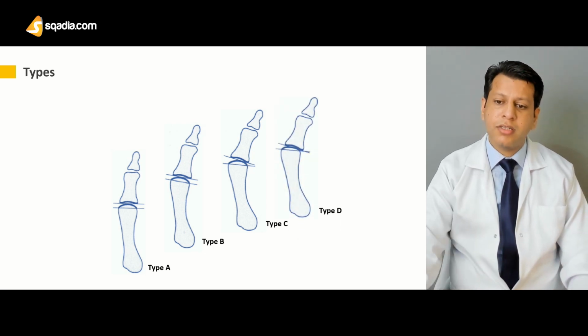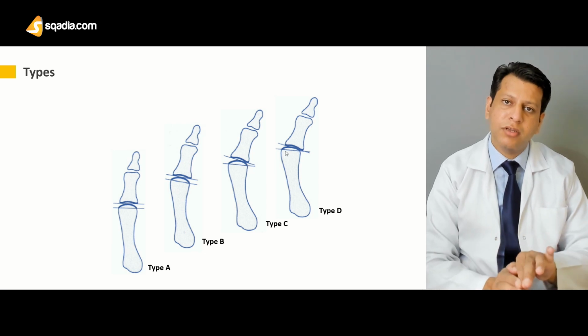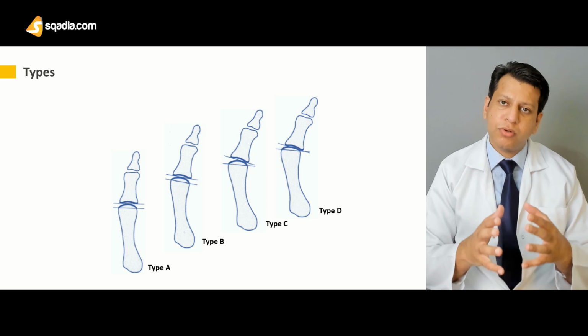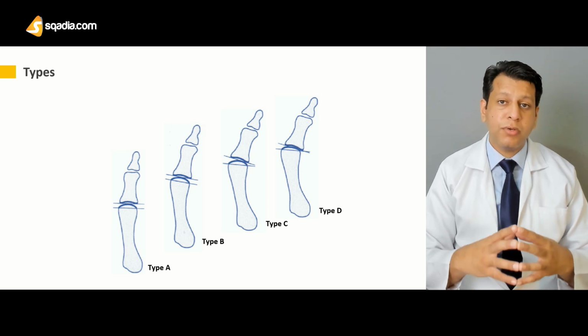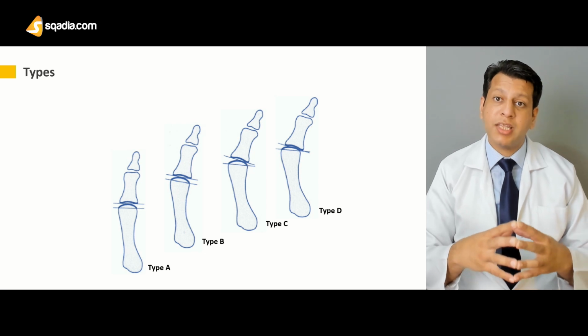Now this is type D, and further you can appreciate that as divergence is taking place, the metatarsal head is getting uncovered from the phalanges. The more uncovered this is, the more the distal metatarsal articular angle would be disturbed, and some form of an osteotomy would be required to correct it.